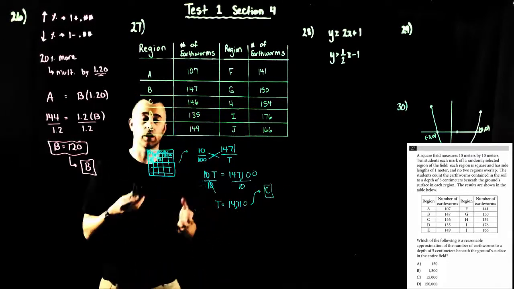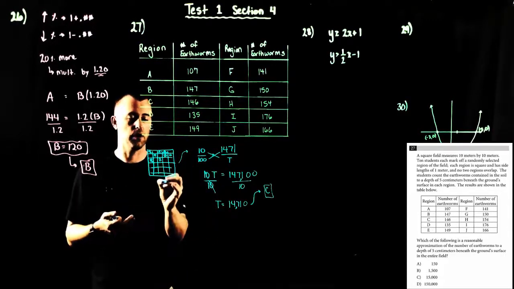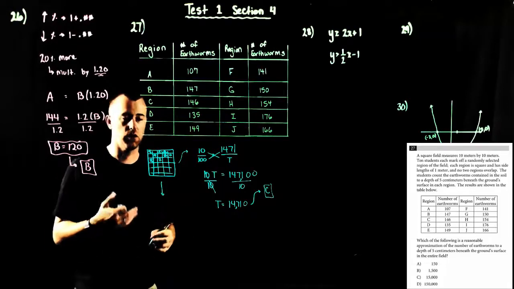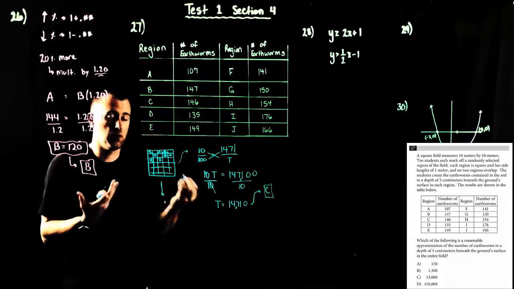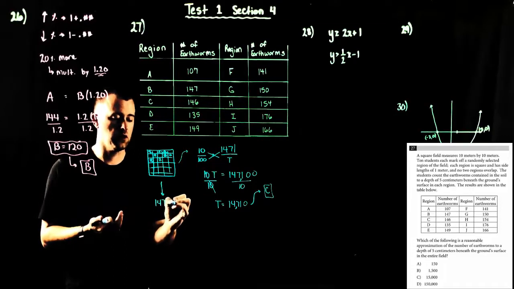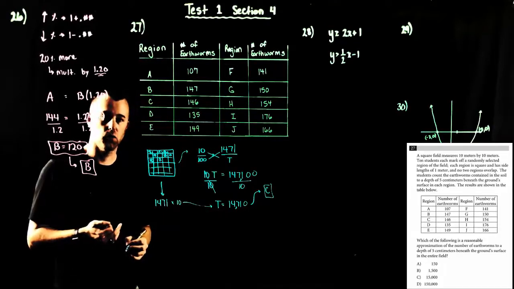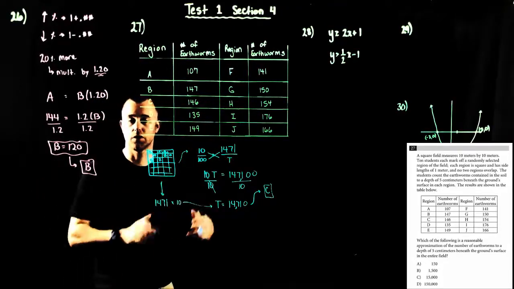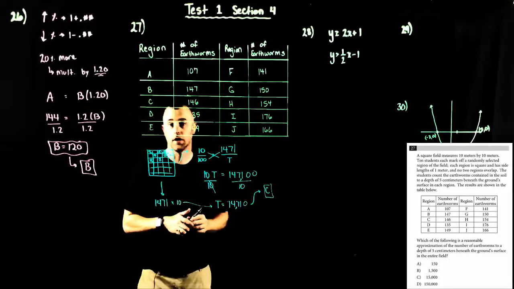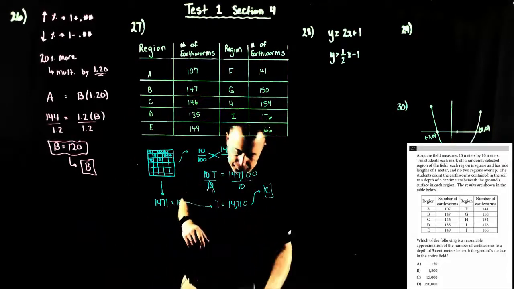Now the quicker version is just to realize I only have 10 samples, so the other option here is to say, well, if I have 10 of them, I'm going to multiply whatever those 10 add up to by 10, and you could have just gone 1,471 times 10, and that would have gotten you here as well. A little quicker. I just want to show you it is basically a conversion at its core. So that's what you're going to do for number 27.